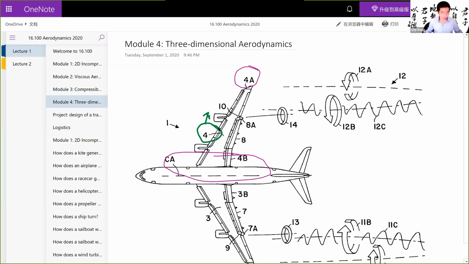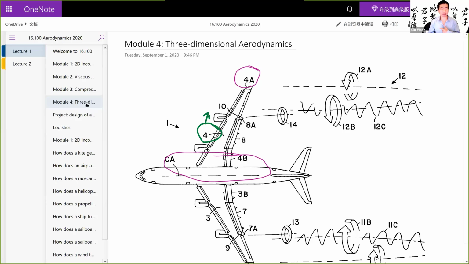So these four modules really build on top of each other. In particular, module 1 is the most fundamental for all of these. There is no way you can understand module 2 or 3 or 4 without understanding module 1, the two-dimensional, incompressible, inviscid aerodynamics. You can more or less assume module 2, 3, or 4 are independent from each other, right?